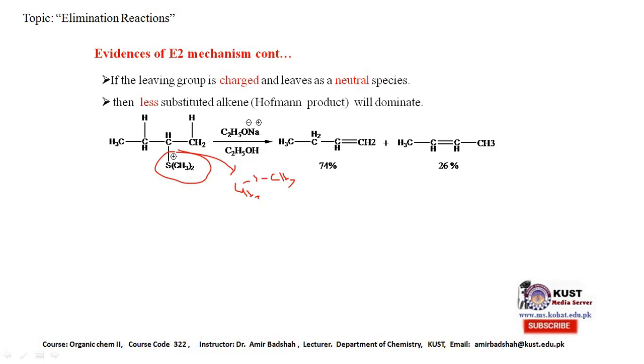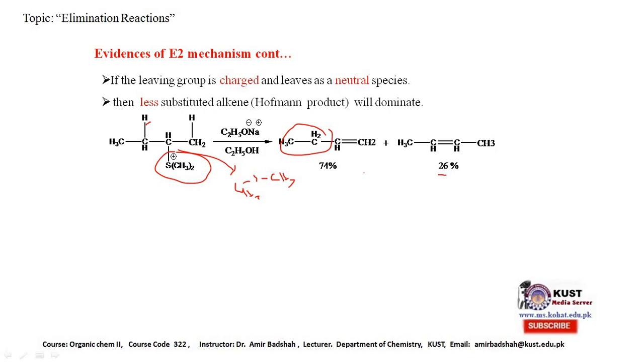If there are possibilities of two beta hydrogens here, in that case the less substituted alkene will be formed. If this hydrogen is abstracted, you will get this alkene which has only one alkyl group. So this is the least substituted, and the least substituted product is called the Hofmann product. And if this hydrogen is abstracted, then the double bond will be shifted here, and this is the Saytzeff product, but the amount of the Saytzeff product will be less.